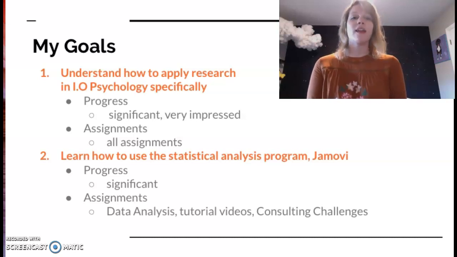I have definitely made a lot of progress on learning how to use Jamovi, and since I learned how to use it, it gives me a lot of confidence that I will be able to learn how to use other statistical programs that maybe my future employer will have.